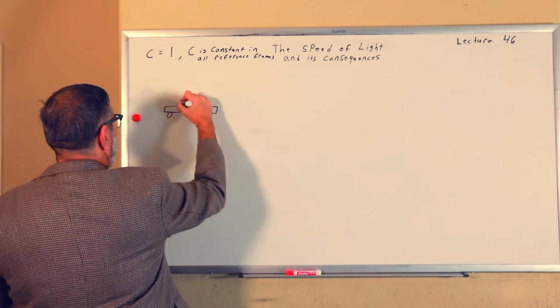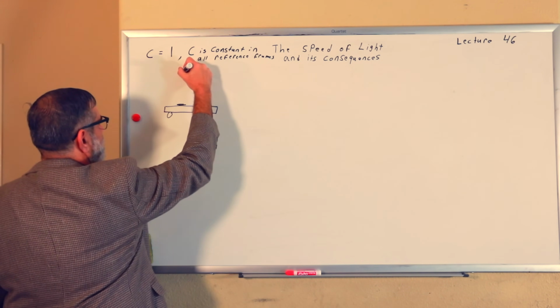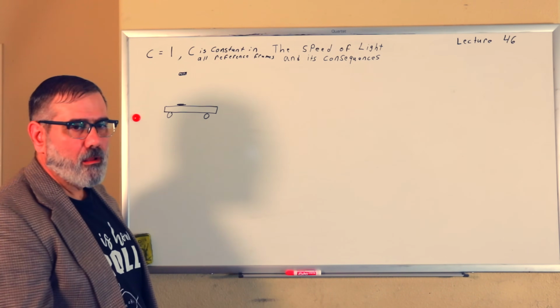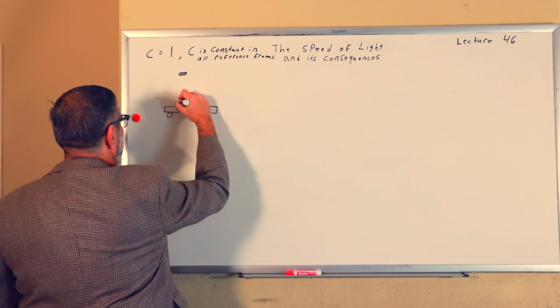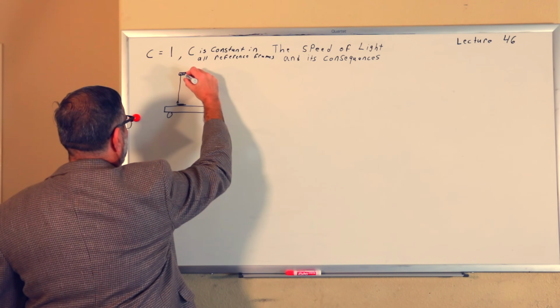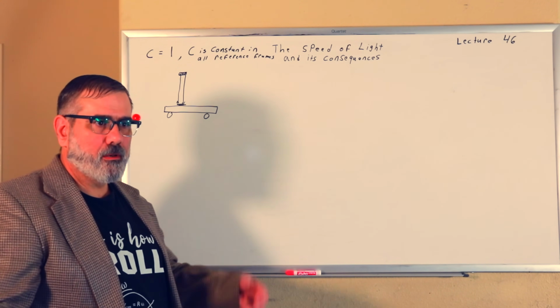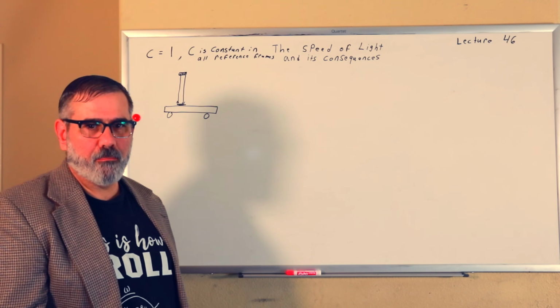On our train, we're going to have this system. It's a little tower where this is a mirror. And we're going to shoot a light beam up, and it's going to go up, hit the mirror, and then reflect back down and be detected. And we're going to call that 1 second or whatever. It's some delta t prime.